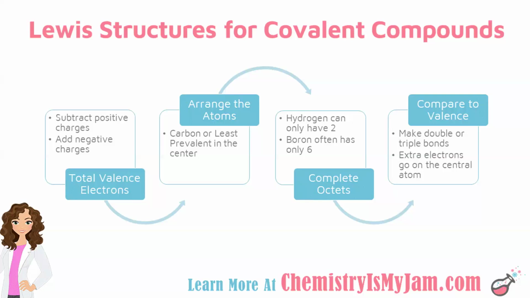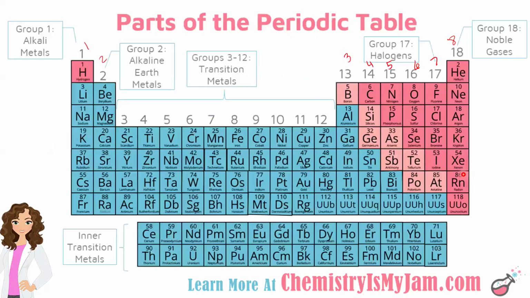And then the last thing we're going to do is compare what we have drawn to what we have calculated over here with our valence electrons. So we're comparing these two things. If they do not match, if you have drawn too many electrons compared to your valence calculation, we're going to be making double and triple bonds. Or if you need more electrons, they're going to go on the central atom. Let's look at some examples.